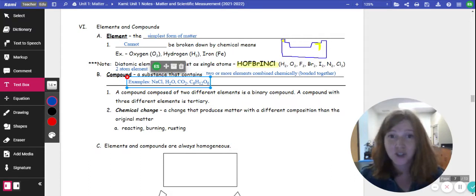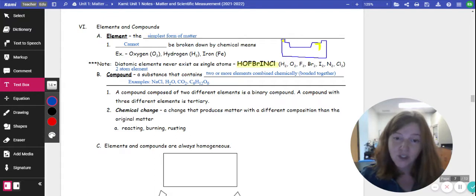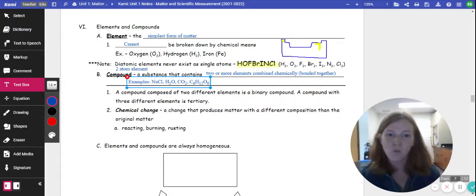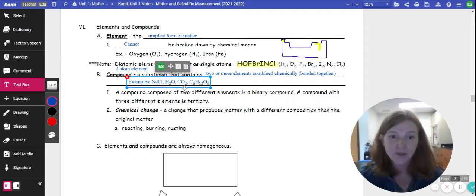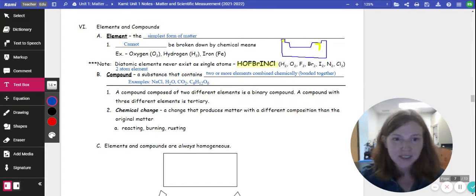Water is always H2O, whether it's from Lake Erie, the Amazon rainforest, or Mars. That's what makes it water. When a compound is composed of two and only two different elements, it is known as a binary compound. So water is an example of a binary compound. Carbon dioxide is an example of a binary compound. If you have a compound that has three different elements, it's known as a tertiary compound. So like glucose, C6H12O6, is tertiary.